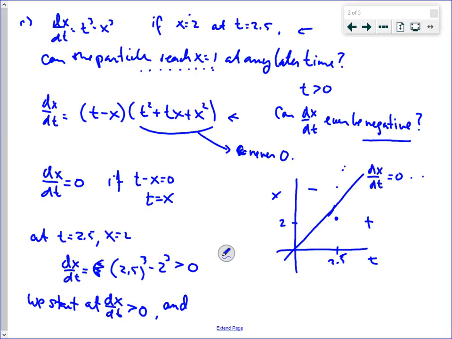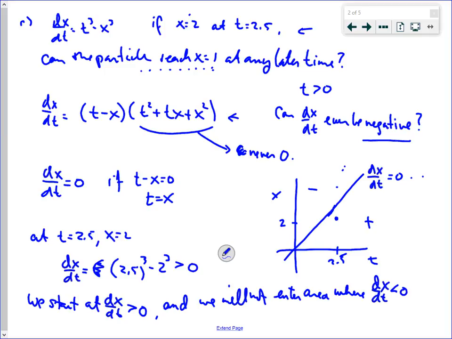and we will not enter the area where dx dt is negative, which means if I'm at x equals 2 now and the dx dt is never negative, then I'm not going to go backwards to x equals 1, because negative dx dt takes me back. Okay, so this is kind of algebraically showing that.